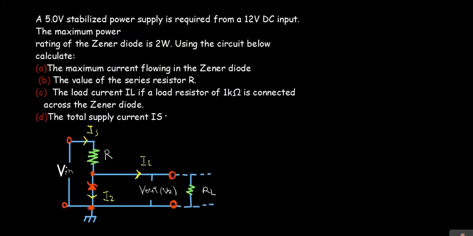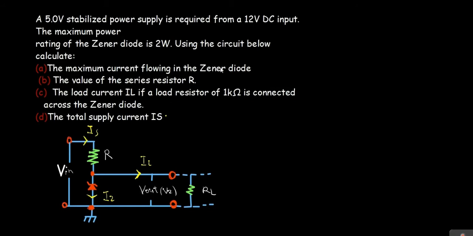So in this video, we are going to solve the question I have on the screen here. It says that a 5.0 volt stabilized power supply is required from a 12 volt DC input. The maximum power rating on the Zener diode is given to be 12 watts. Using the circuit below, calculate A, the maximum current flowing in the Zener diode, B, the value of the series resistor R, C, the load current IL if a load resistor of 1 kilo ohm is connected across the Zener diode, and D, the total supply current IS. So those are what we've been asked to find.